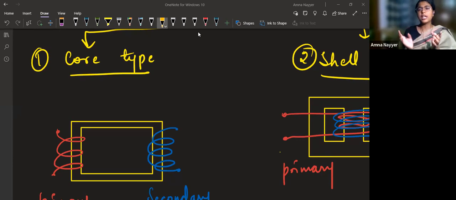Now, core type and shell type have a very slight difference. There are two wires present. Two wires, you can say two coils are present.